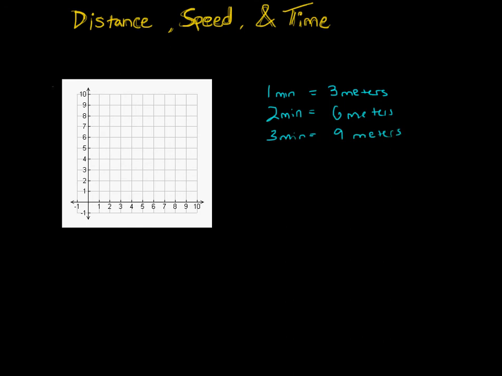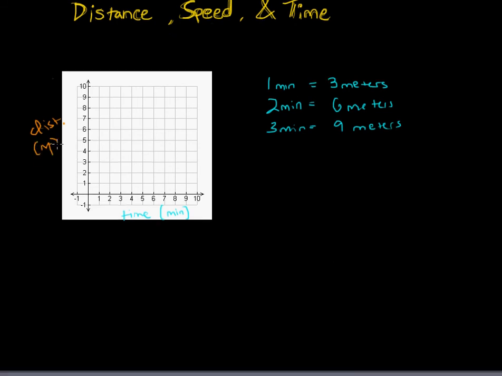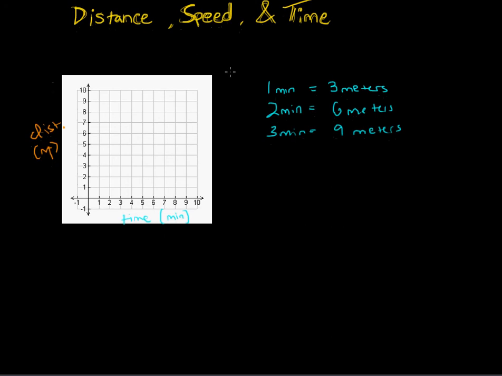So at 1 minute, time is still going to be on the x-axis. So time's still here, measured in minutes. Maybe I should write in a color that you can actually see. How about orange? All right, distance, and that's going to be measured in meters. And we're going to find that on the y-axis. Center that up again. There we go.